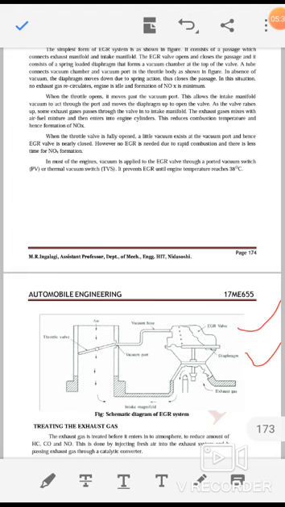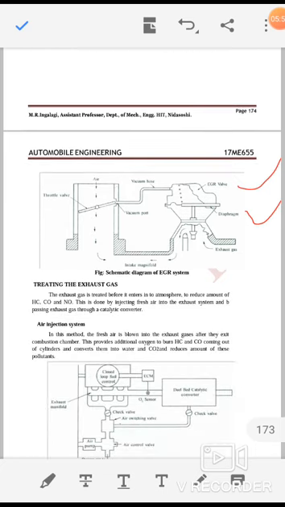In most engines, vacuum is applied to the EGR valve through a ported vacuum valve, PV, or a thermal vacuum switch, TVS. It prevents EGR until engine temperature reaches 38 degrees Celsius. Now, treating the exhaust gas: the exhaust gas is treated before it enters the atmosphere to reduce the amount of HC, CO and NO. These are all pollutants and harmful to the atmosphere.